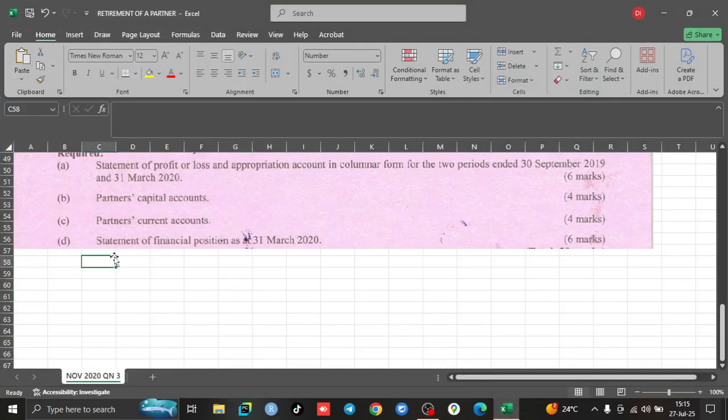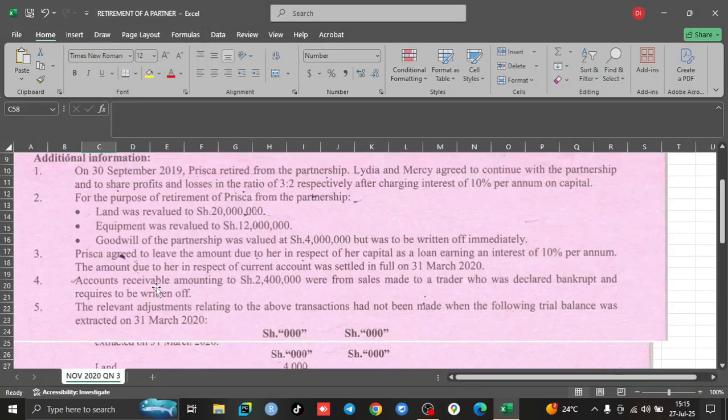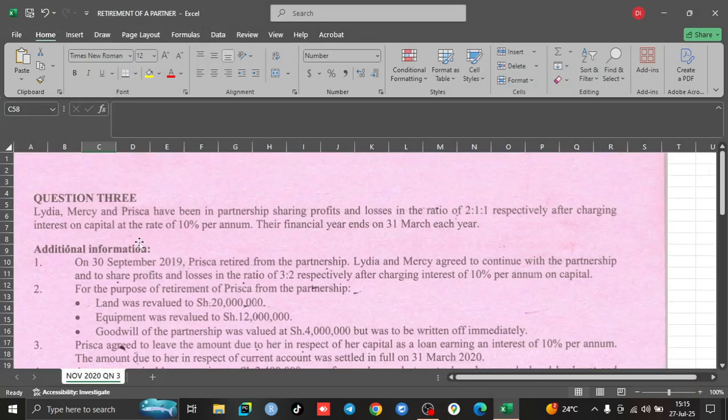Today we are going to focus on retirement of a partner, specifically in terms of partnership accounts. This is where a partner retires sometime in between a year, maybe 6 months after a year started or 3 months, but the most common scenario for Kasneb questions for your level will be 6 months. So the question in particular we are going to look at is November 2020, question 3.